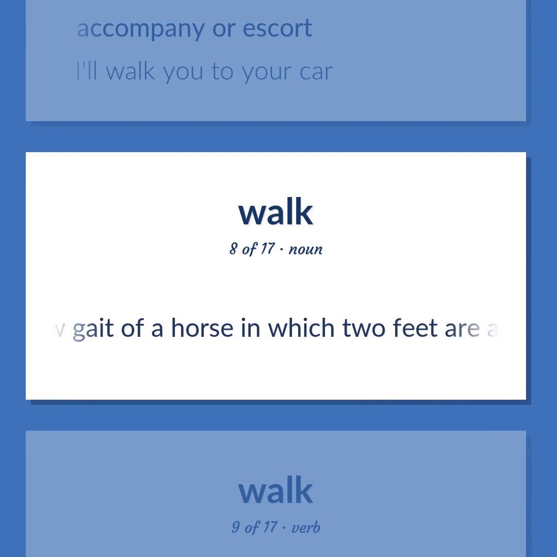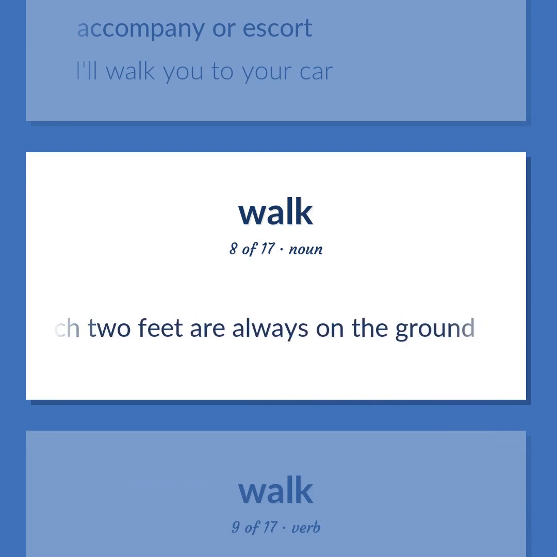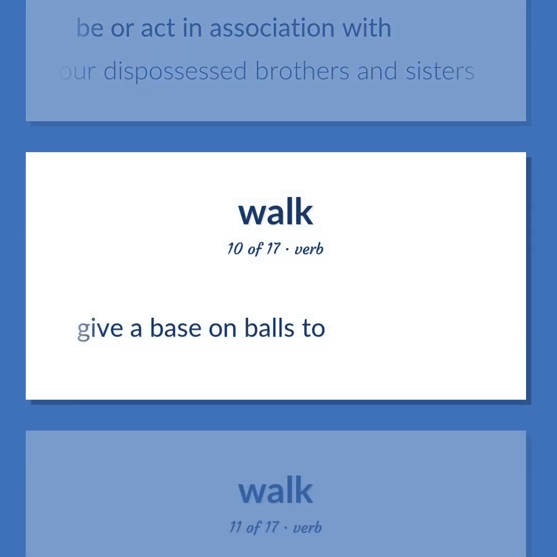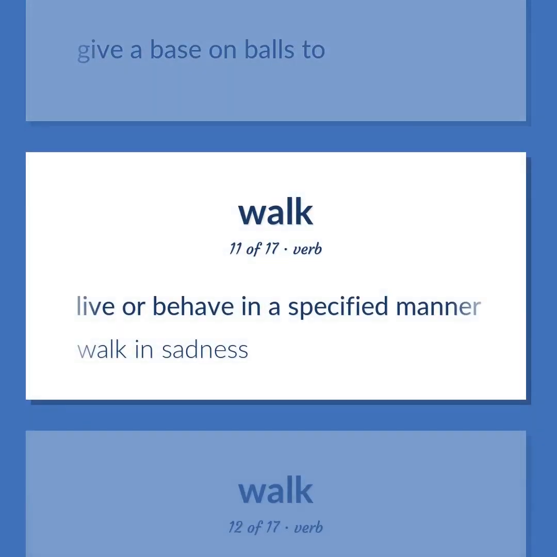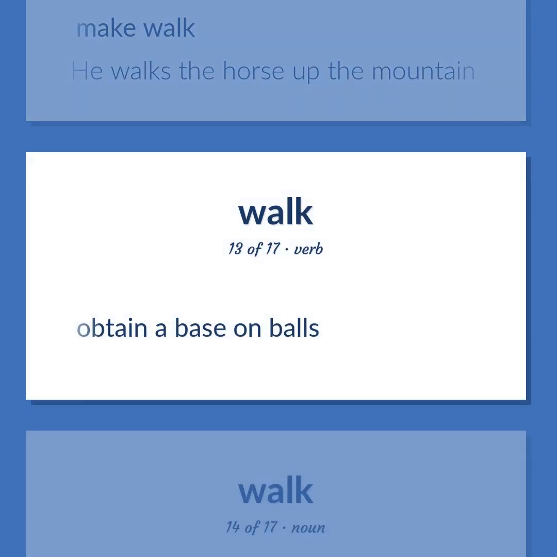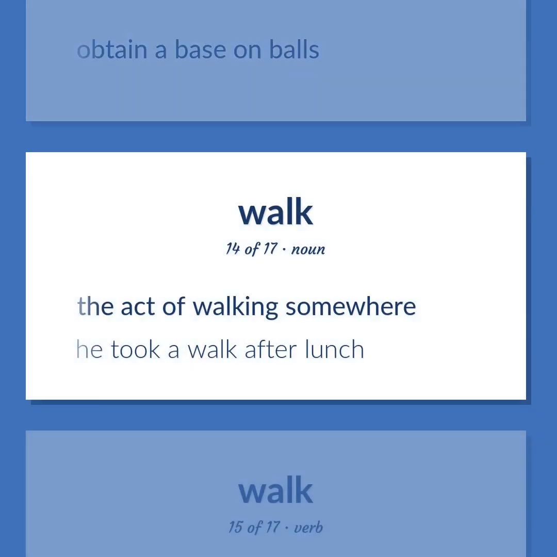A slow gait of a horse in which 2 feet are always on the ground. Be or act in association with. We must walk with our dispossessed brothers and sisters. Give a base on balls to. Live or behave in a specified manner. Walk in sadness. Make walk. He walks the horse up the mountain. Obtain a base on balls. The act of walking somewhere. He took a walk after lunch.